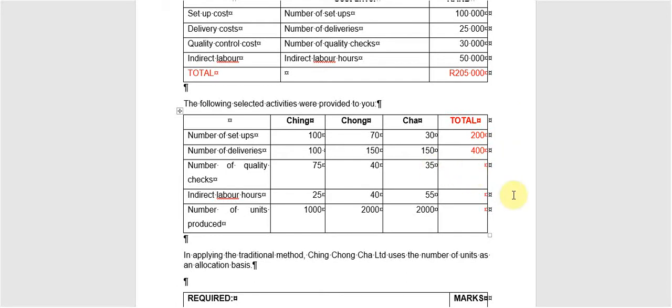If we look at this one, we have 75 plus 35 plus 40. That gives you 150 quality checks. Then we have our indirect labor hours. 25 plus 40 plus 55 gives us 120. And then the number of units produced should be 5,000 units. Again, this is not given, but I am calculating it because this will definitely help me out later when I need to do my calculations.